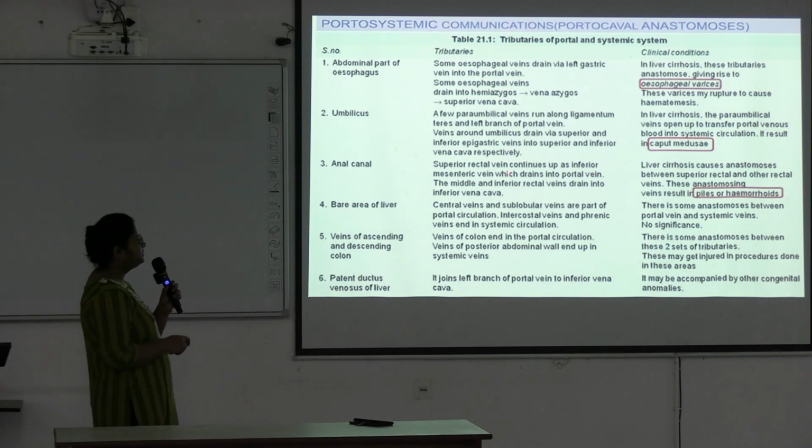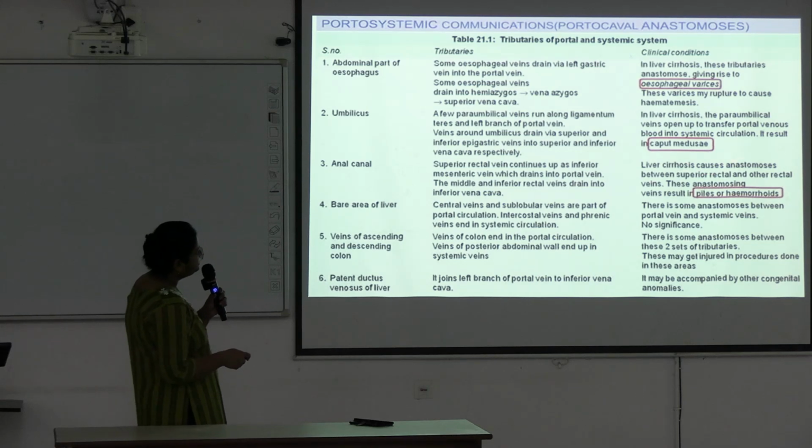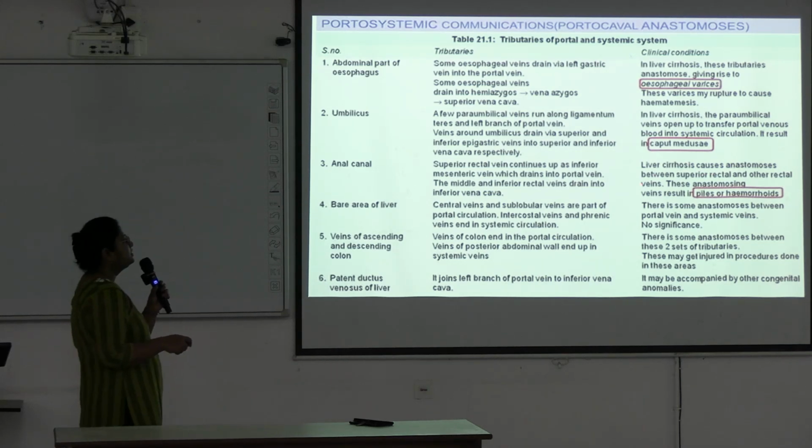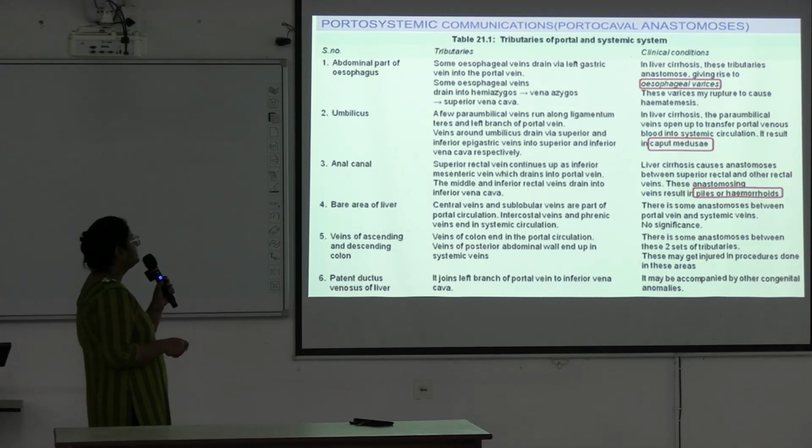Next, around the anal canal, the superior rectal vein continues up as the inferior mesenteric vein, which drains into the portal vein, and the middle and inferior rectal veins drain into the inferior vena cava. These are systemic veins. So liver cirrhosis causes anastomosis between the superior rectal and other rectal veins, and these anastomosing veins result in piles or hemorrhoids.